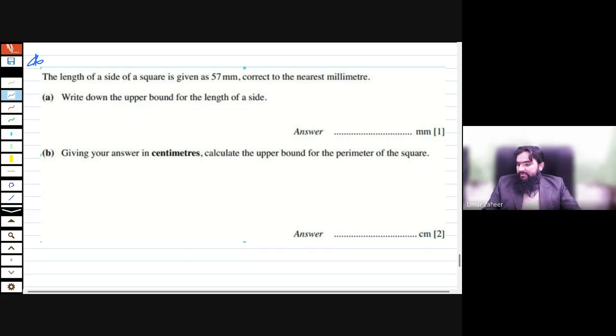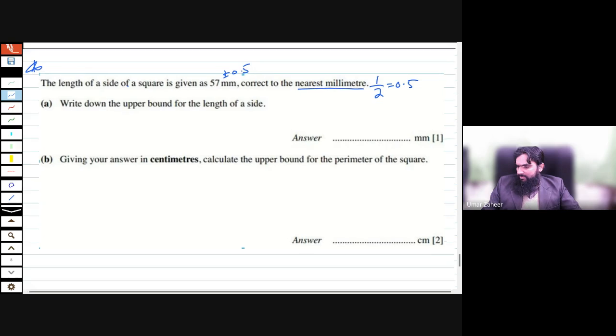All right, the length of a side of a square is given as 57 millimeter, correct to the nearest millimeter. So 1 divided by 2 is 0.5, plus minus 0.5. Write down the upper bound for the length of a side. Yes, Daniel. This is the same.